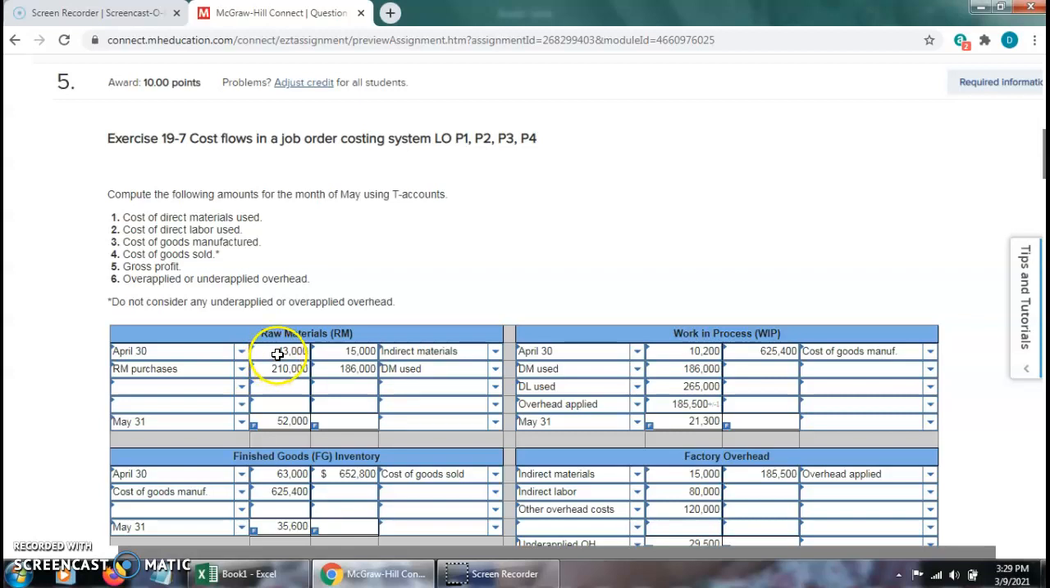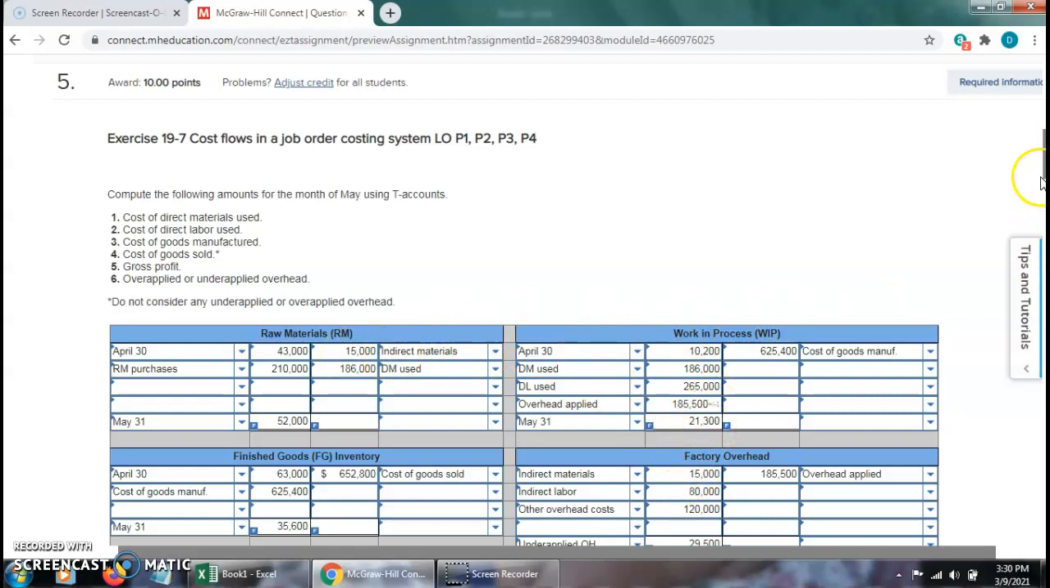We have our beginning, which is end of April, right? Remember, that's beginning of May, end of April, beginning, and we have our raw materials purchases. Then we have our ending. The one thing that's a little bit different here is we also have these indirect materials. There's $15,000 worth of indirect materials right there, so we also have to subtract that to get to the direct materials used. We have to take into account these indirect materials because they come out of raw materials and then they go into factory overhead.